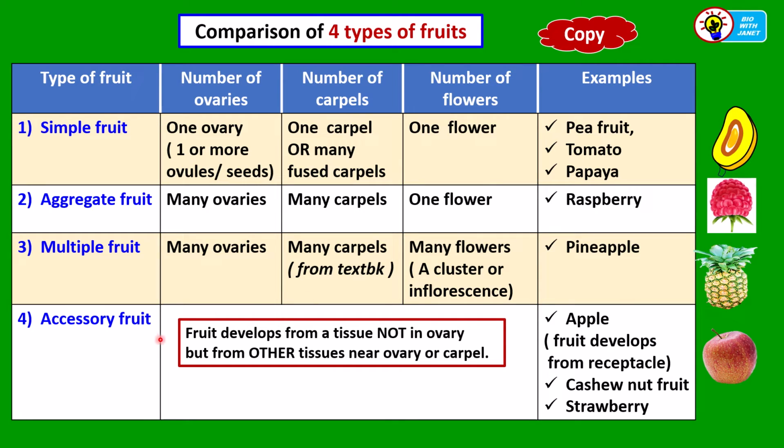And lastly, for an accessory fruit, the fruit develops from a tissue not in the ovary, but from other tissues near the ovary or near the carpel. An example is the apple. The fruit develops from the receptacle, which is not the ovary. Cashew nut fruit and strawberry are others. So strawberry is an accessory fruit, whereas raspberry is an aggregate fruit.